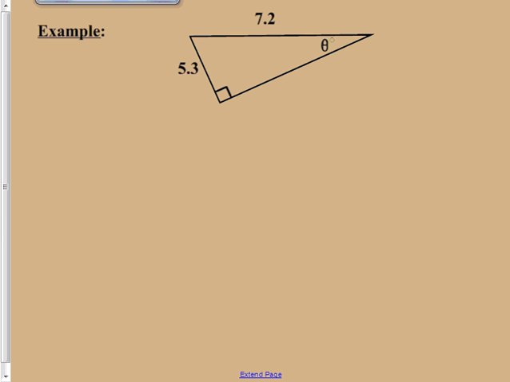Also, copy this problem down, and let's see if we can figure out what function needs to be used to find theta based upon the information that we are given, and see if you can work this one out also. Please get those two worked out and bring them to class with you.